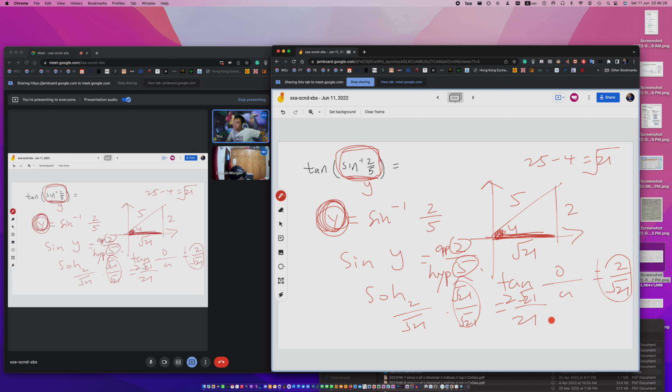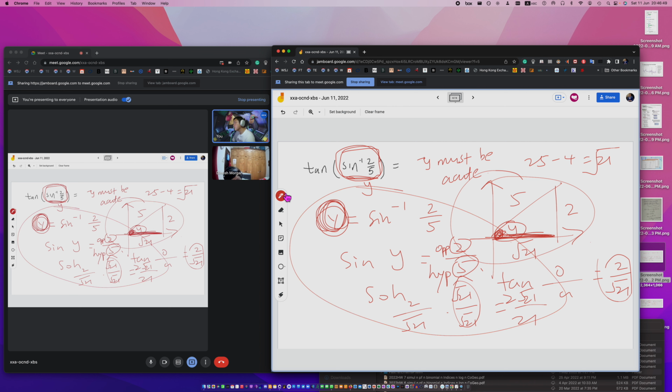Oh, there is a condition for this question. Y must be acute. Did they give you any condition? Or they just give the question? Oh, okay. Then you have to include this.